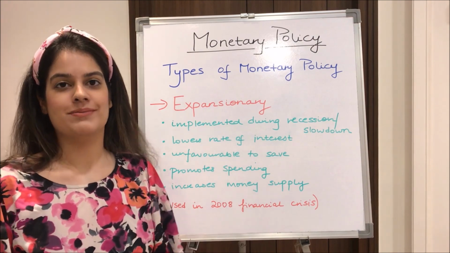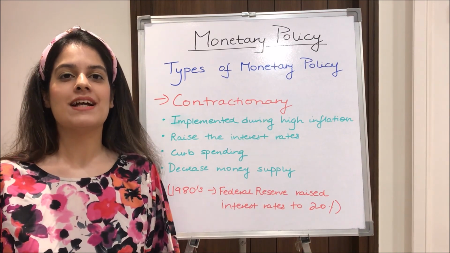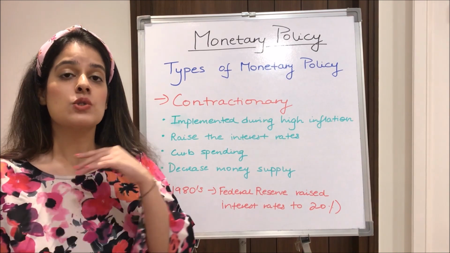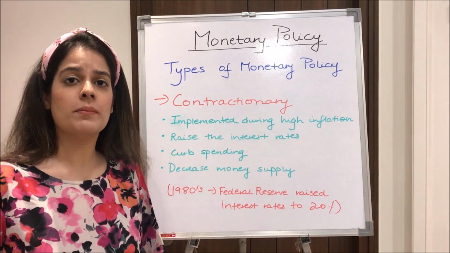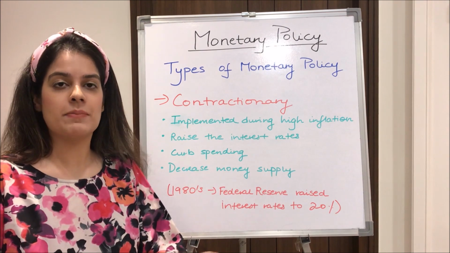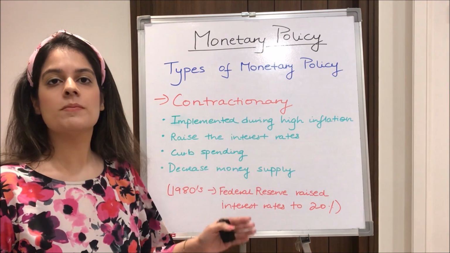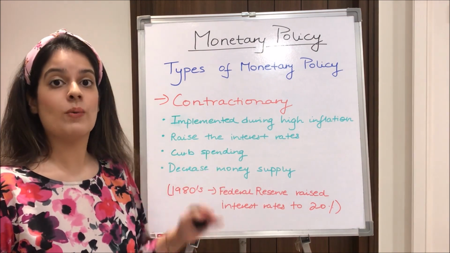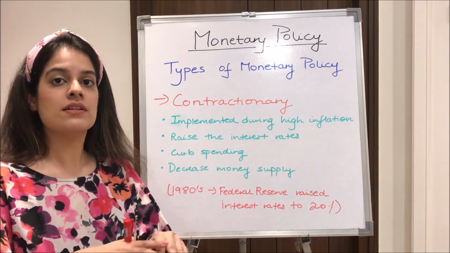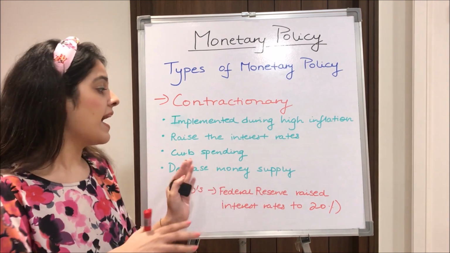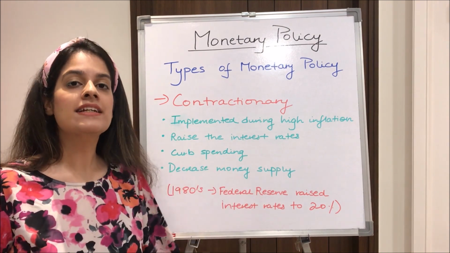The contractionary monetary policy is just the opposite of what we studied in the expansionary monetary policy. So when is this implemented? It is implemented when there is too much inflation in the economy and the RBI wants to curb the money supply in the economy. What happens is just the opposite. We tend to raise the interest rates. Now when the interest rates are very high, people tend to spend less, and in doing so there is a curb in spending, and it decreases the money supply in the economy. So it brings that necessary slowdown.